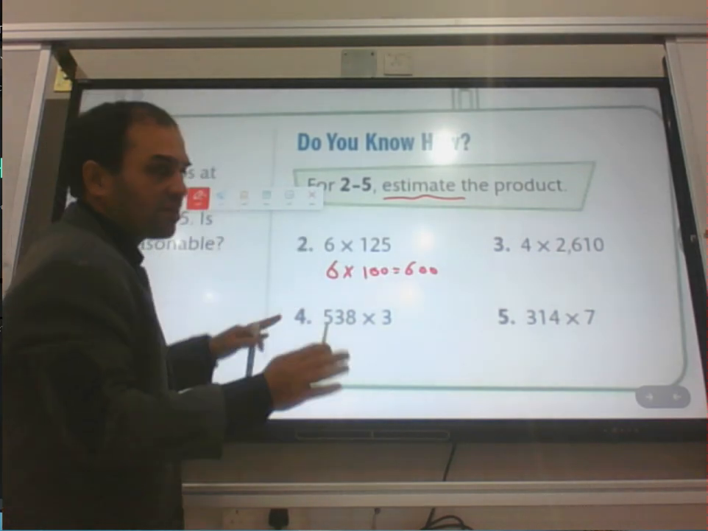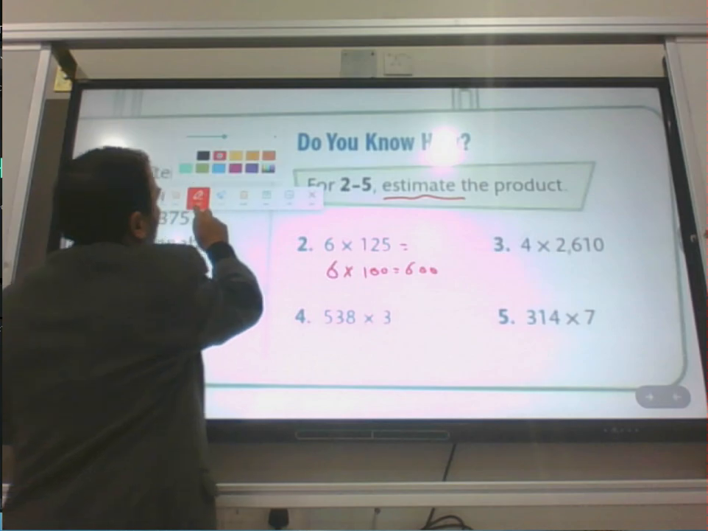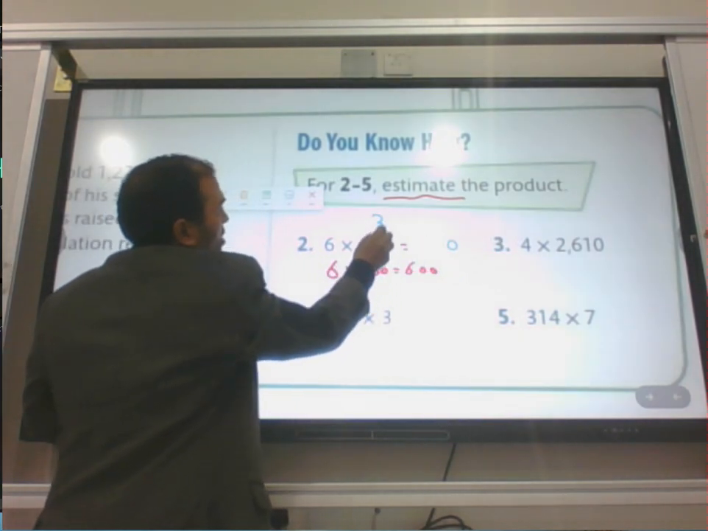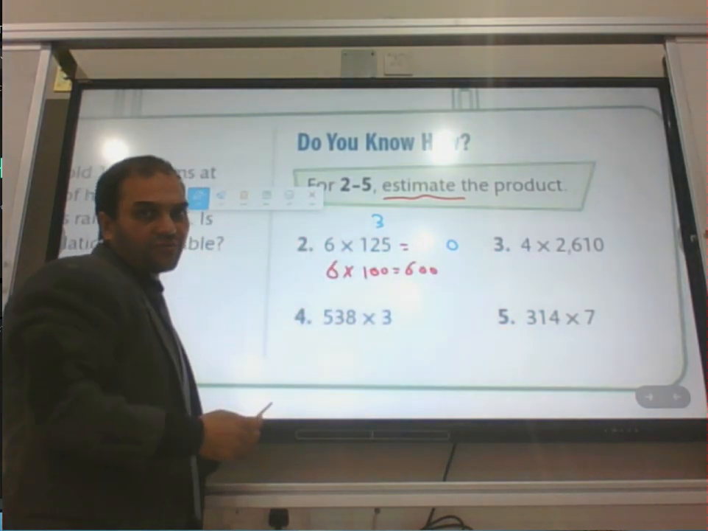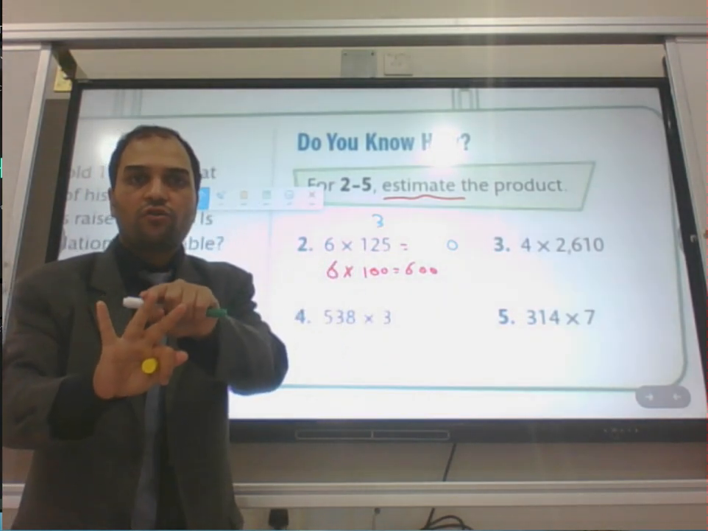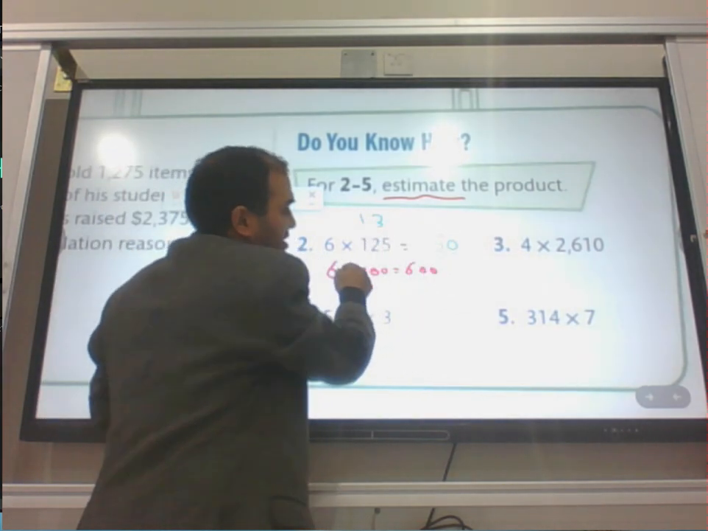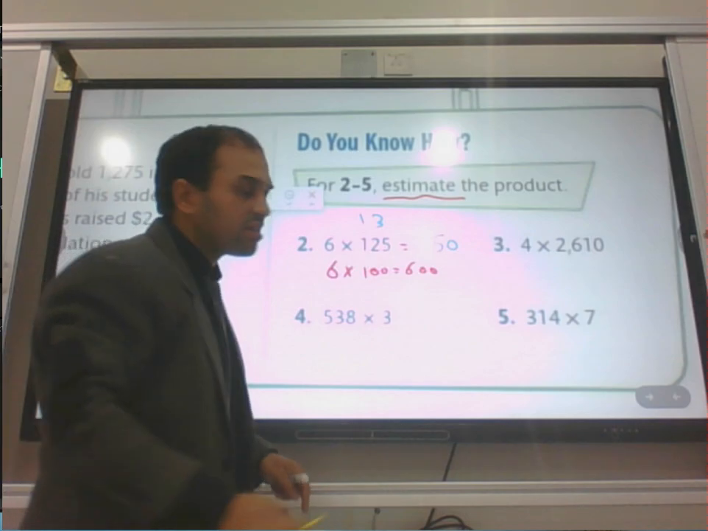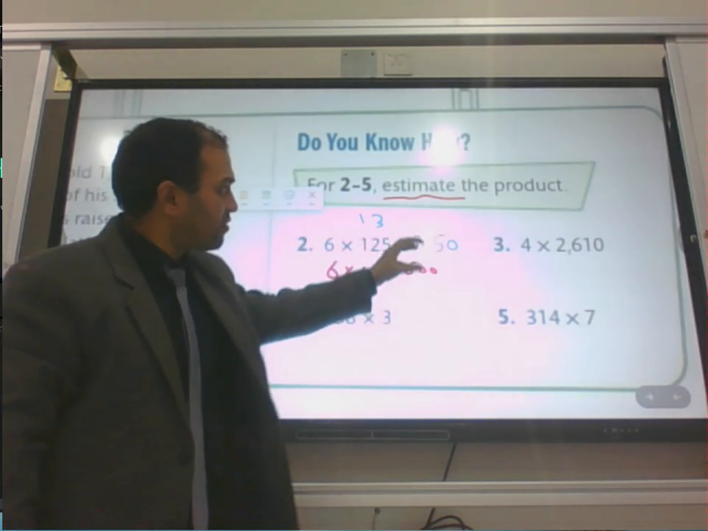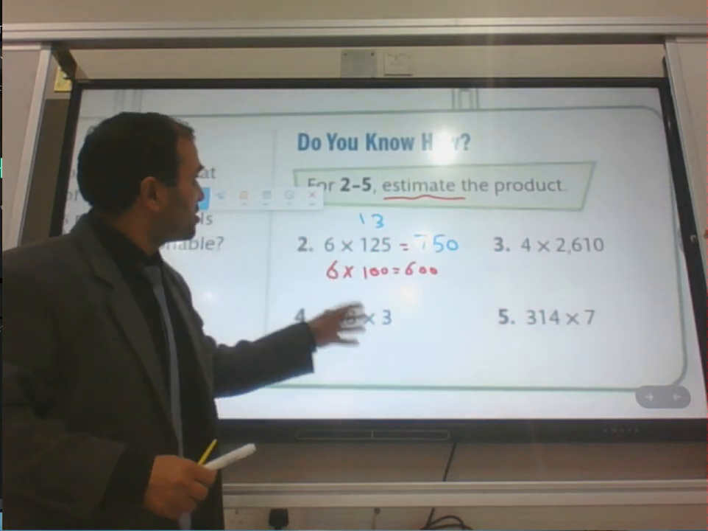Next, we can find the actual product of 6 and 125, starting from the right-hand side. 5 times 6 equals 30, write 0 and carry 3. Then 2 times 6 is 12. 12 plus 3 is 15. Write 5 and carry 1. 1 times 6 is 6, and 6 plus 1 equals 7. The result is 750. Then the actual number is 750, and the estimation is 600.